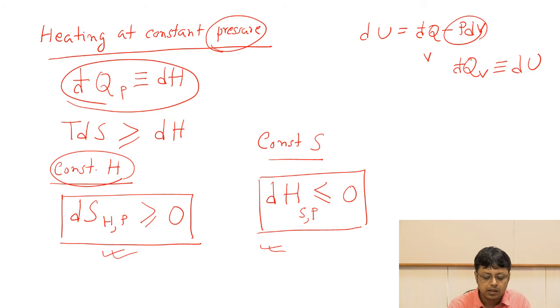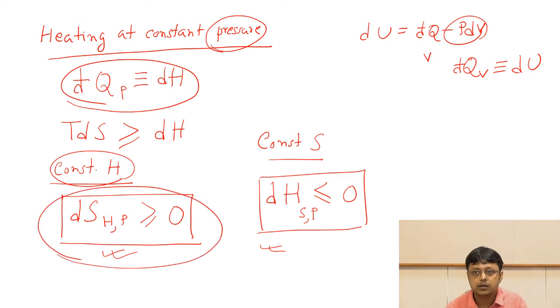Similarly, if I have a constant enthalpy process at constant pressure, it is not surprising that the spontaneity is given by dS greater than 0. The entropy of the system must increase. And similarly, if we keep the entropy of the system constant and ask about the spontaneity, then the surroundings' entropy must increase. Then heat should flow from the system to the surroundings at constant pressure, which is nothing but the enthalpy, and the enthalpy of the system should decrease.